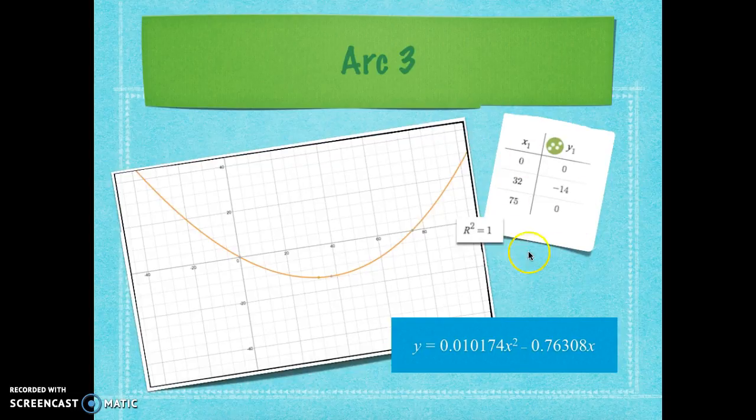So here we have the points for arc 3. The third arc was graphed using the points here, which resulted in this quadratic here. Once again, the r-squared value was 1, so the quadratic is a perfect fit.